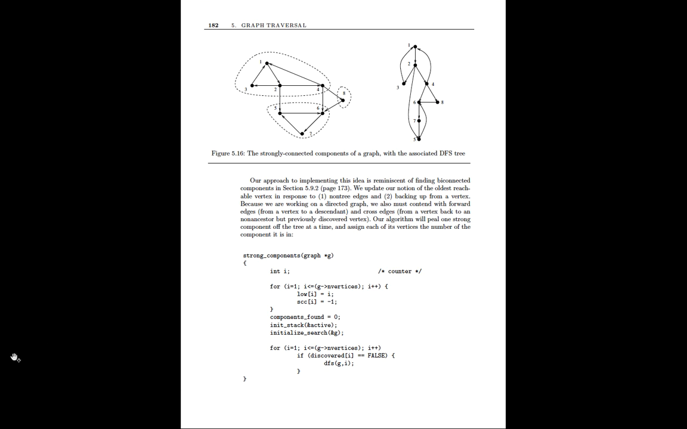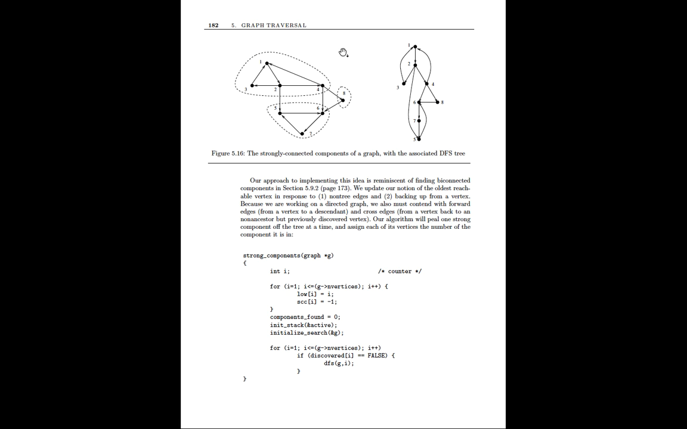Hey everybody. Today we're going to cover an algorithm for finding strongly connected components within a graph. It comes from Skiena's The Algorithm Design Manual. What we're going to do is run his algorithm on the small example graph that he's given in his textbook.